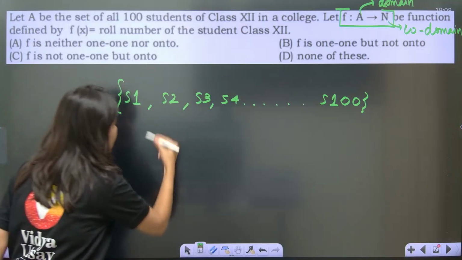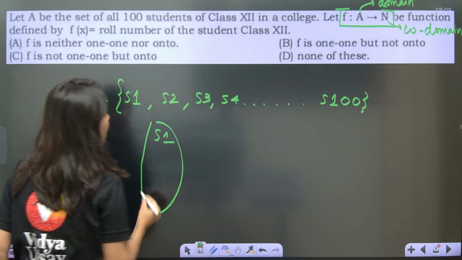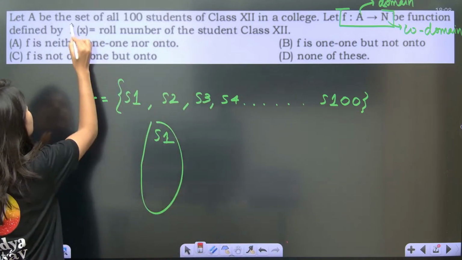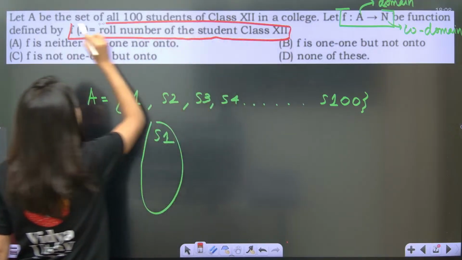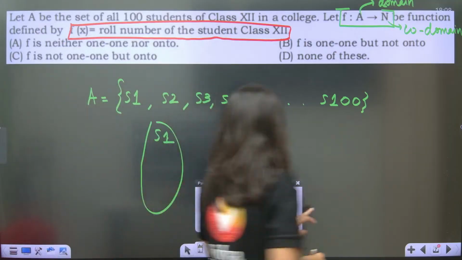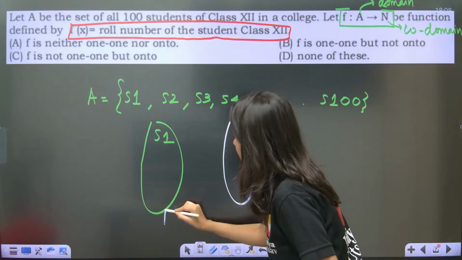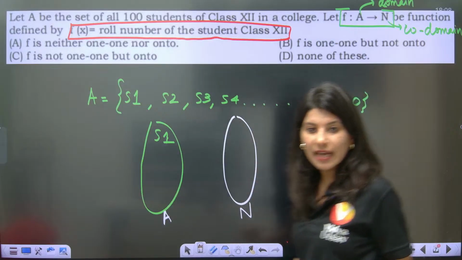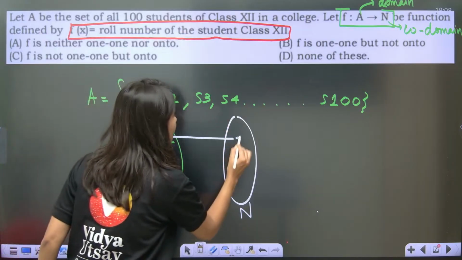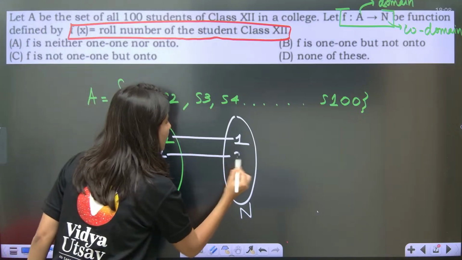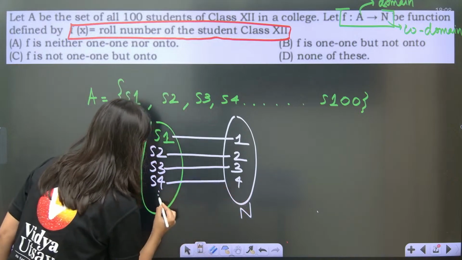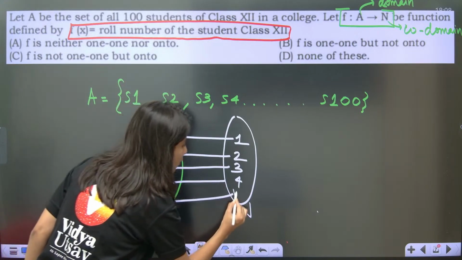Now, understand one thing. Suppose I am having S1 as my input. This is your function, f(x) equals the roll number in class 11. Let's understand this nicely. This is your set A, and this is your set N, the natural numbers. Student number 1 has roll number 1, student 2 has roll number 2, student 3 has roll number 3, student 4 has roll number 4, and so on, all the way up to student 100, who has roll number 100.